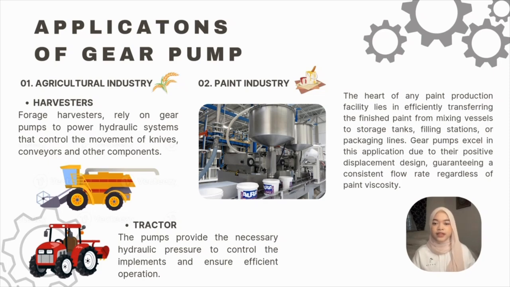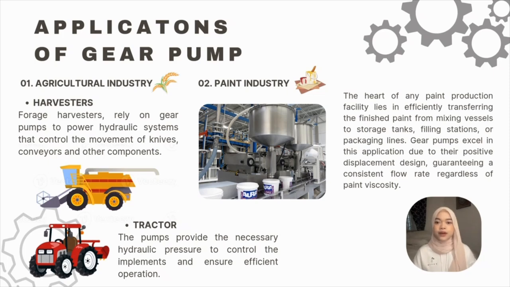Forage harvesters rely on gear pumps to power the hydraulic system that controls the movement of knives, conveyors, and other components. For tractors, the pump provides the hydraulic system to control implements and ensure efficient operation.